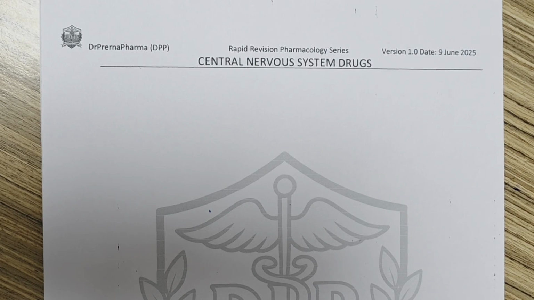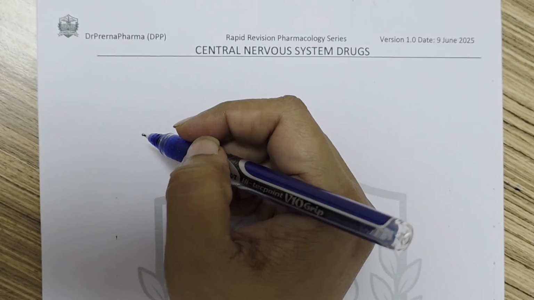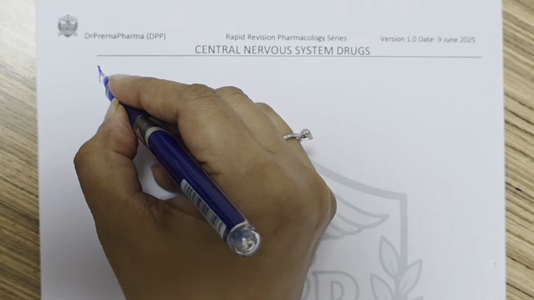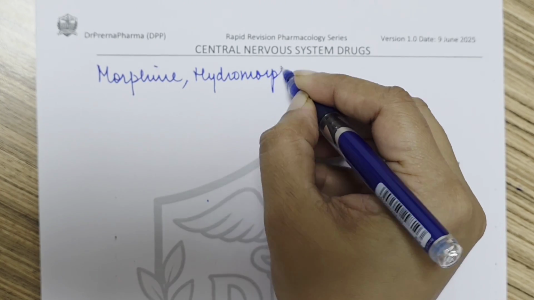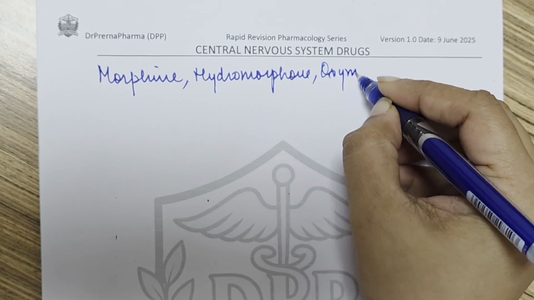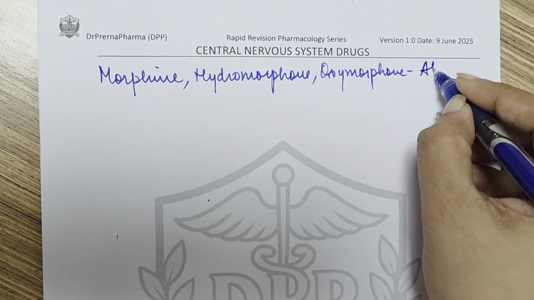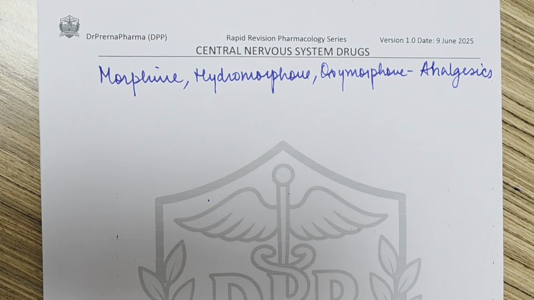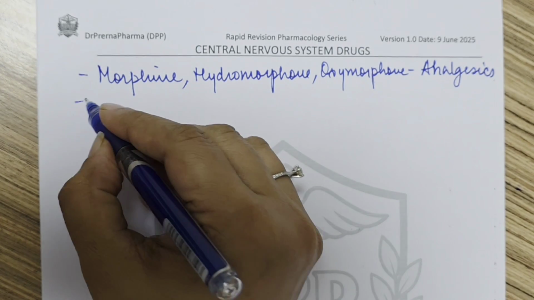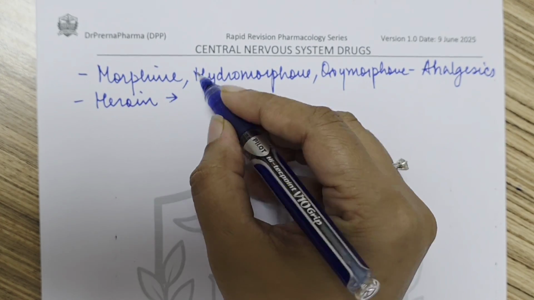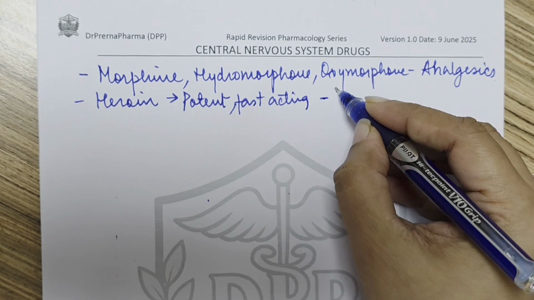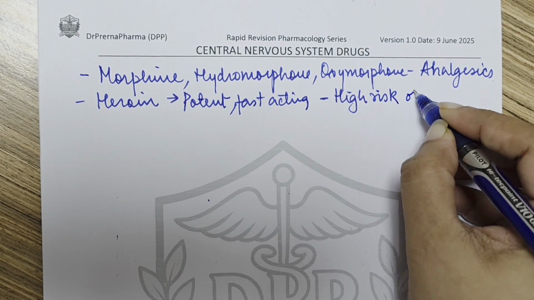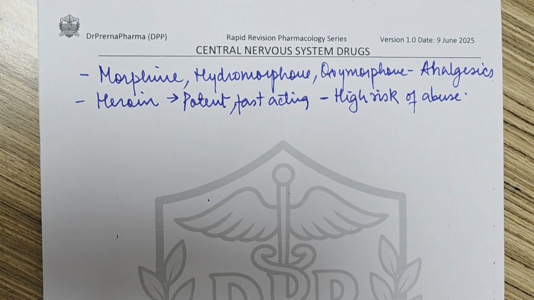Let's talk about other opioids also. Apart from the important ones that we have talked about, in general about all the drugs: morphine, hydromorphone and oxymorphone. These are the opioid drugs which are used as analgesics, right? Then there is a drug which is called heroin. This is a potent and fast-acting opioid, but it has a very high abuse potential. So that is why this drug is not very commonly used.